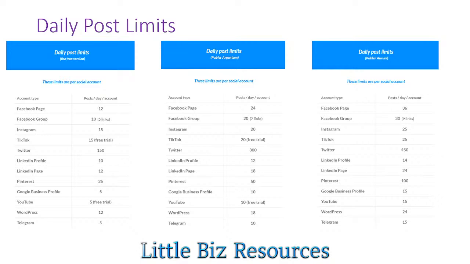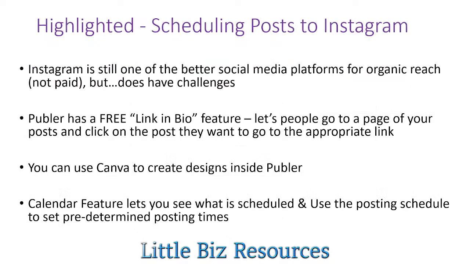And again, Twitter 150, LinkedIn profile. So you can see here, LinkedIn has LinkedIn profile and LinkedIn page. Then you've got your Google business profile. YouTube, again, is only at the high level, and then WordPress and Telegram. So you've got a lot of different options at the free version, right? I want you to understand that before you jump in and say, I can't post videos. That's okay. If you're just getting started, this is perfect.